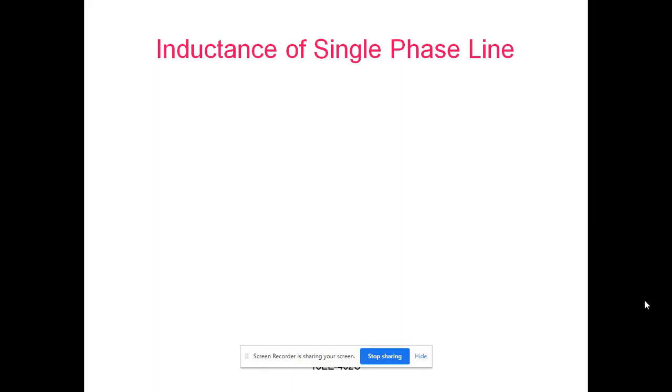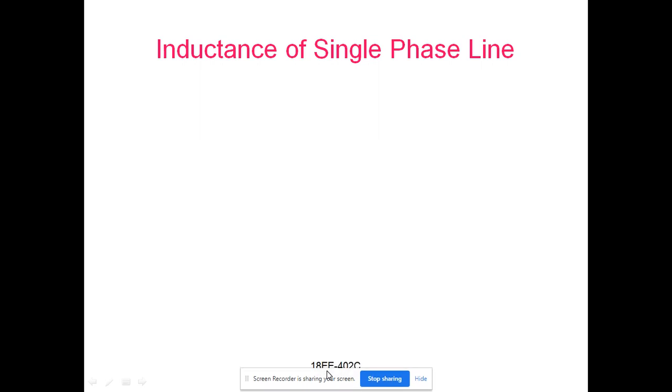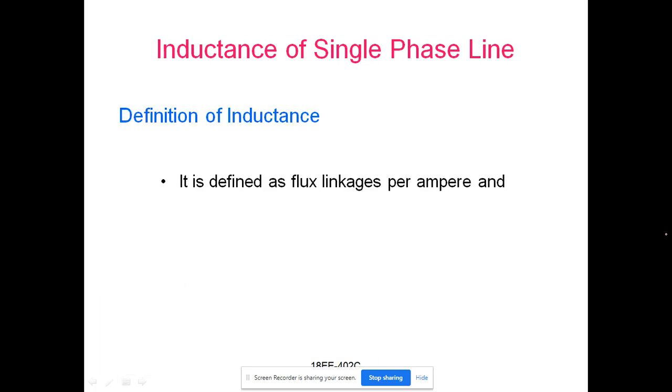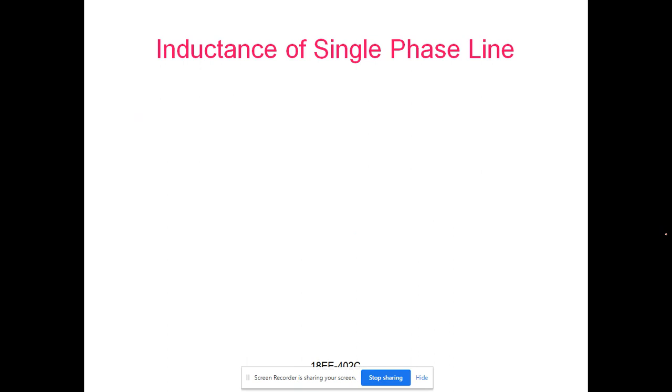Hello everyone. Today we are going to discuss the inductance of a single phase transmission line. Inductance is defined as the flux linkage per ampere and it is measured in Henry. The mathematical form for inductance is L equals N times phi by I, where N is the number of turns, phi is the flux, and I is the current flowing through the conductor.